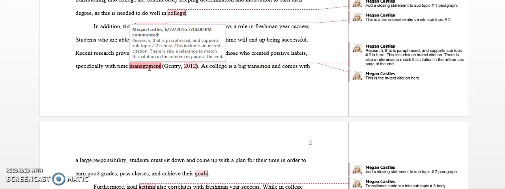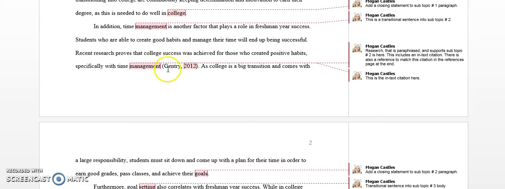So make sure that each body paragraph that you have includes paraphrased information from a resource and an in-text citation to support. And later, I'll show you where you have your reference page, but make sure that each one of these in-text citations relates and aligns with your references page.